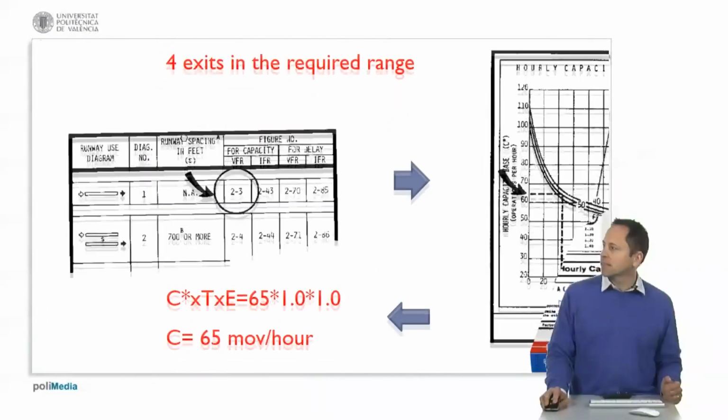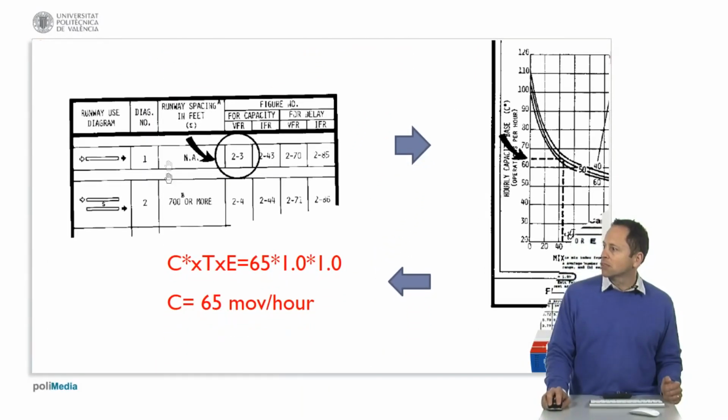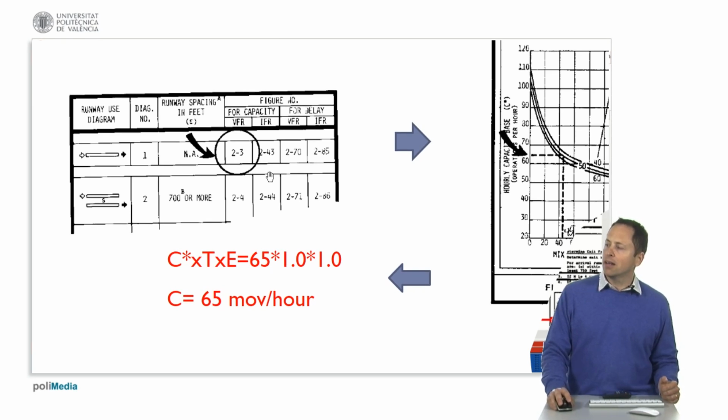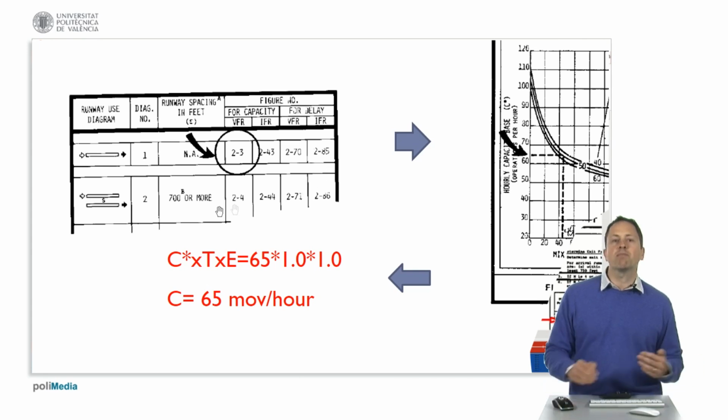Well, then we will have to go first to some tables at the beginning of the norm where we have the different configurations. Here we have the same runway. Obviously, if it is only one runway, the landings and takeoffs are done in the same runway. We will have to go for capacity to chart 2-3 for visual and 2-43 for instrumental, and for delays 2-70 and 2-85.